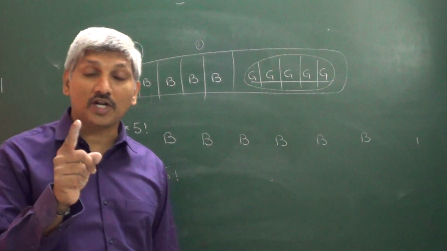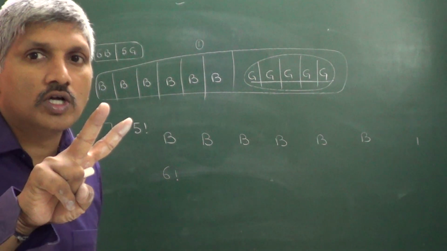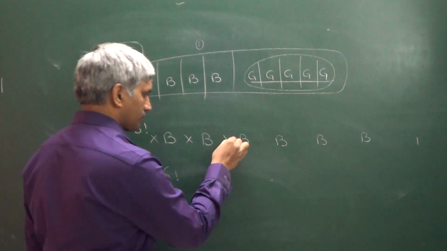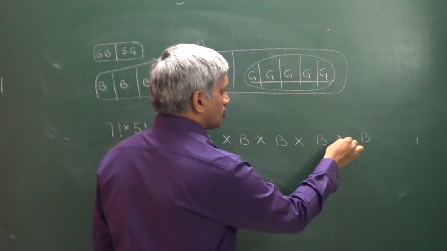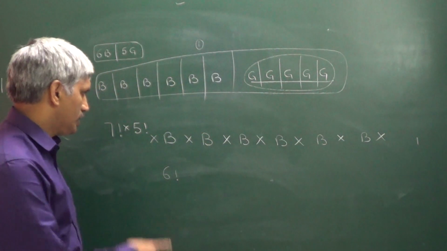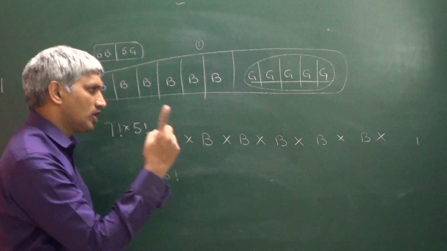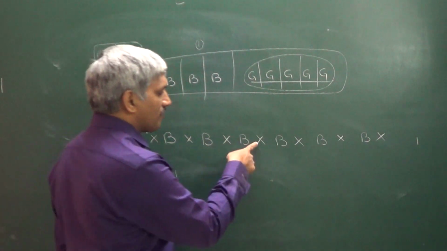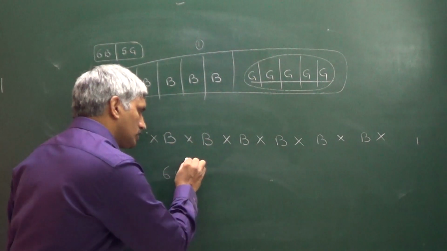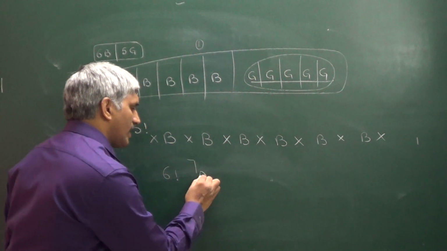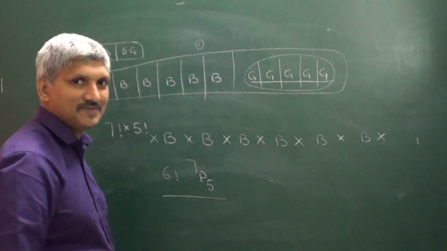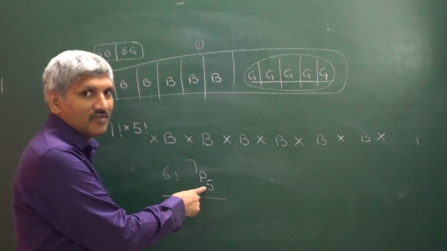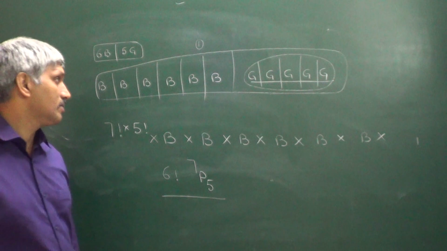After arranging the boys, what is the question saying? No 2 girls sit together. That's why these are the places where the girls have to sit. These are the places to fill the girls. Total how many places are there? Total we have 7 gaps, 1, 2, 3, 4, 5, 6, 7 places. Those 7 places can be filled with 5 girls in 7P5 ways. So that is the way of proceeding with that particular question.